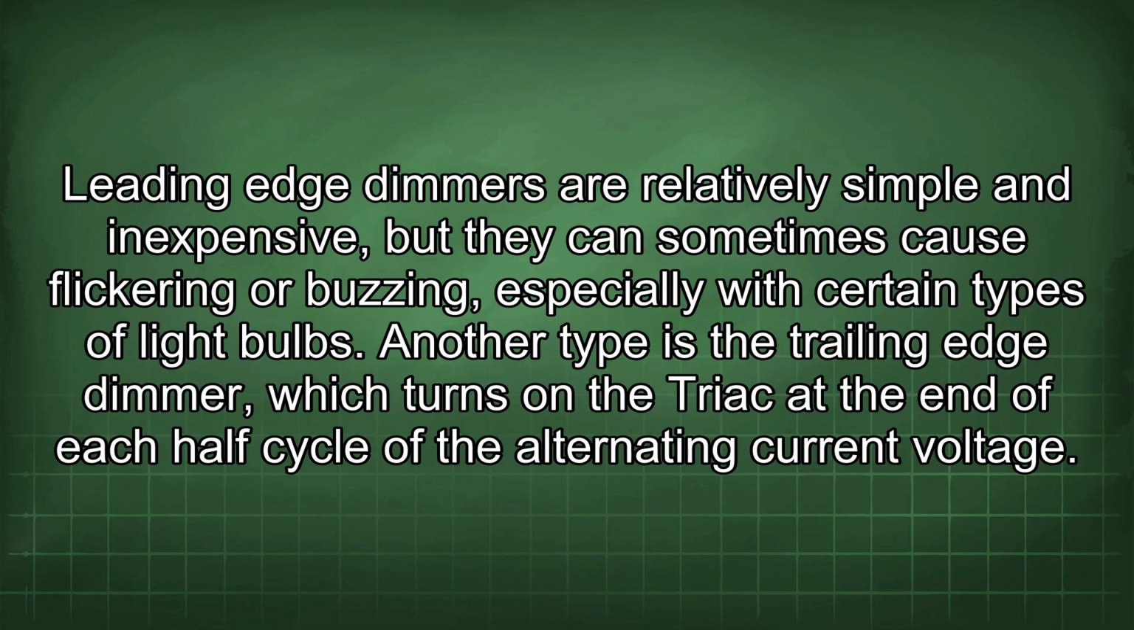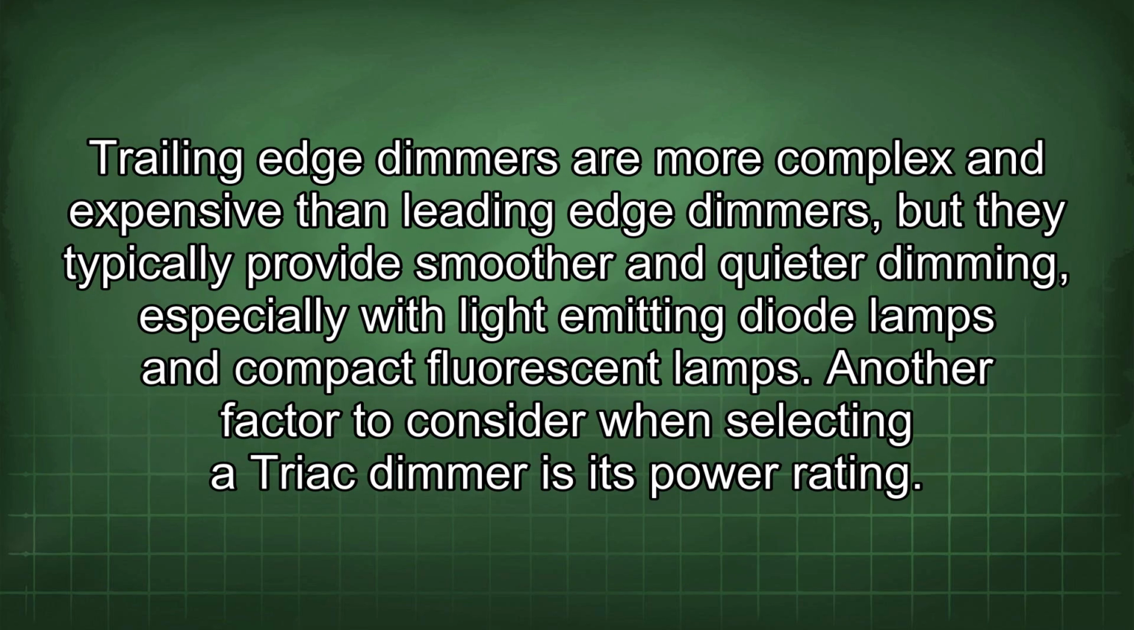of light bulbs. Another type is the trailing edge dimmer, which turns on the triac at the end of each half cycle of the alternating current voltage. Trailing edge dimmers are more complex and expensive than leading edge dimmers, but they typically provide smoother and quieter dimming, especially with light-emitting diode lamps and compact fluorescent lamps.